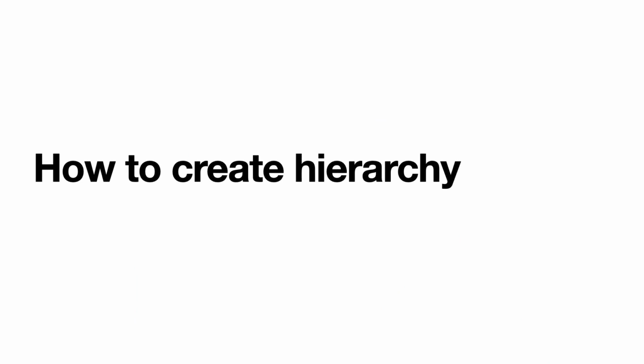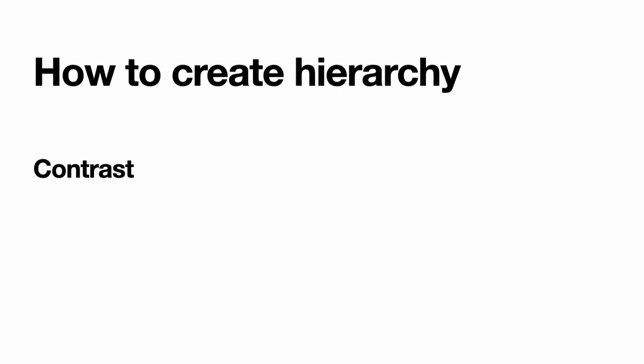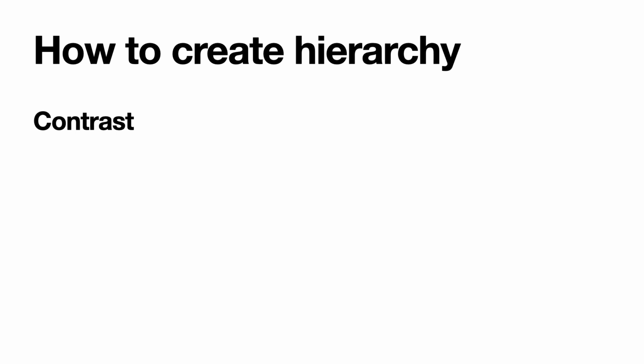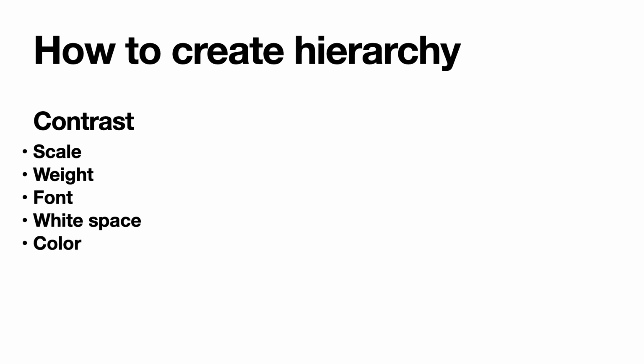So how do we create hierarchy? You can do it through contrast, and that contrast can be a number of different things that are contrasting: scale, weight, font, like difference of fonts, white space, and color. So here we're going to talk first about scale.